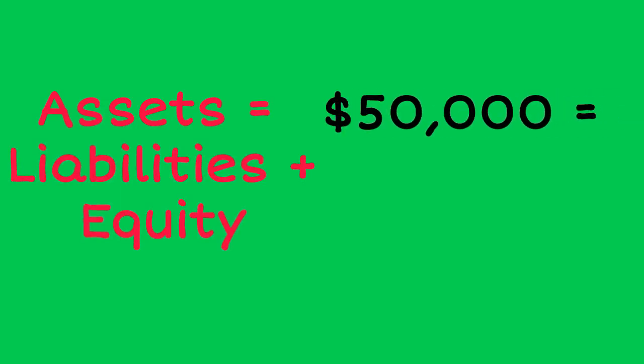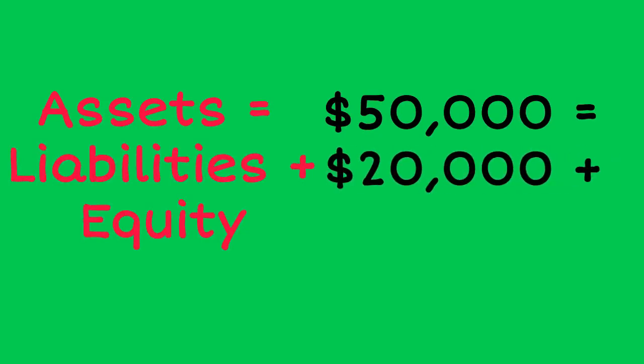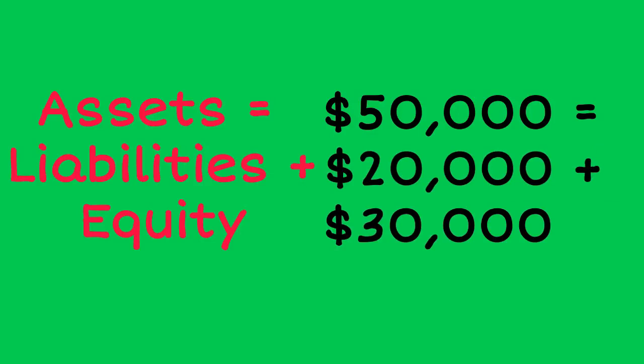So a vehicle is an asset, and in this case it is worth $50,000. We're also given that the company has a debt of $20,000, so the liabilities are $20,000. So using the accounting equation and some simple math, equity must equal $30,000.